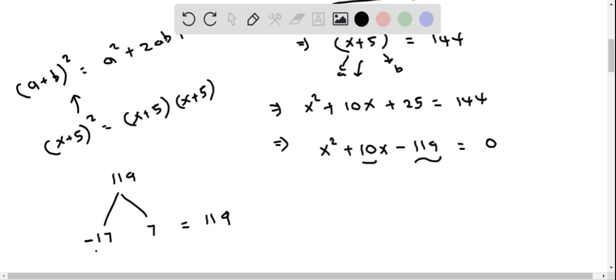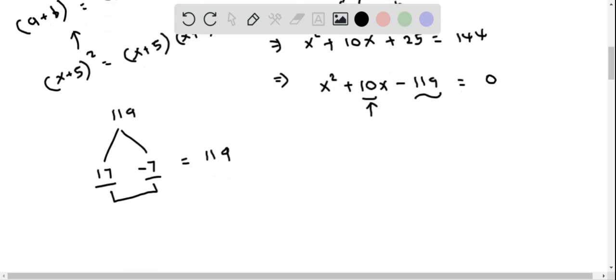But if we make this negative 17, when we add these two, we get negative 10. But here we want positive 10. So I'm going to change this negative 17. Instead, I make this negative 7. Now, when we multiply these two, we get negative 119. And when we add these two numbers, we get positive 10. So it is perfect. We have identified the two numbers are 17 and negative 7.